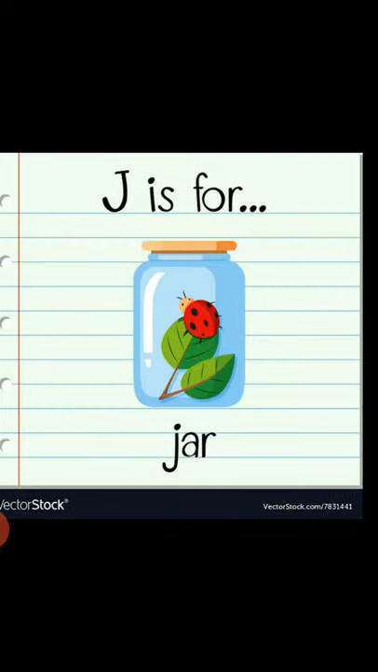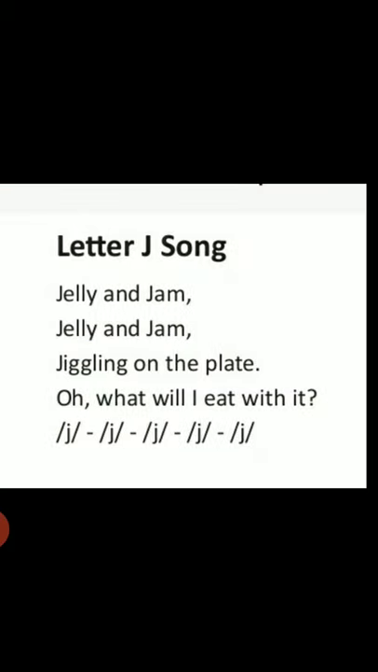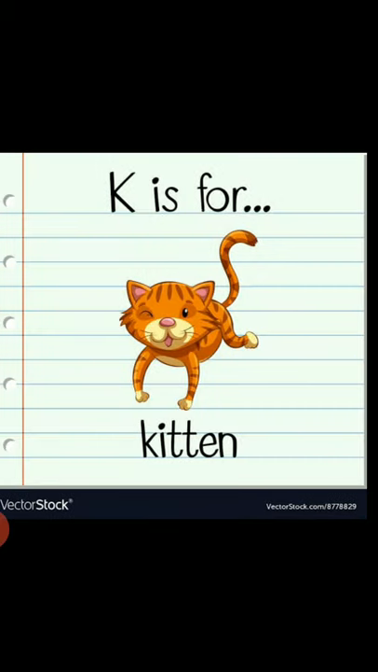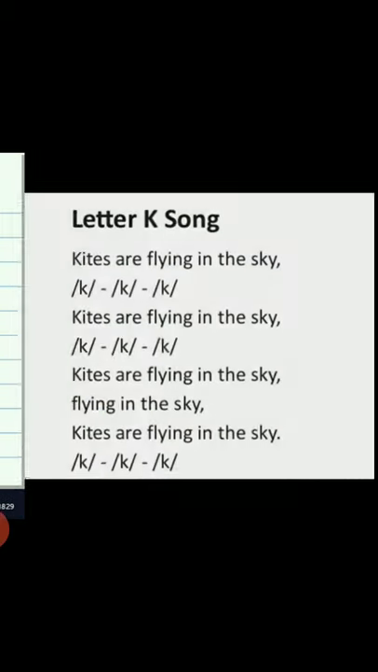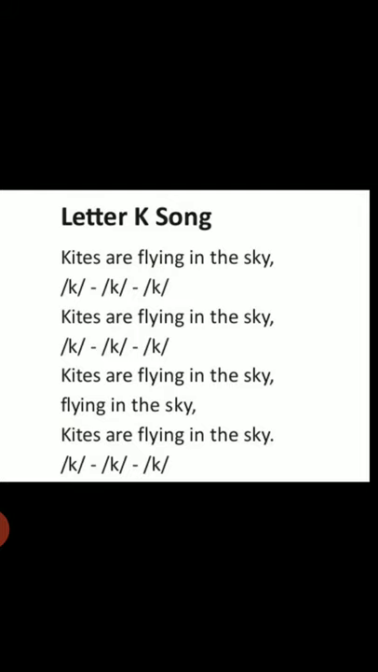J, J is for jar. Jelly and jam, jelly and jam, jiggling on the plate. Oh, what will I eat with it? J, j, j, j, j, j. K, K is for kitten. Kites are flying in the sky.